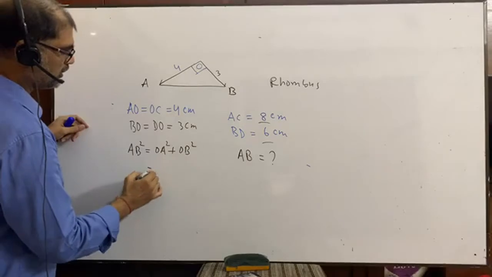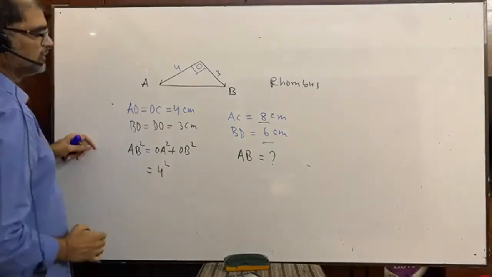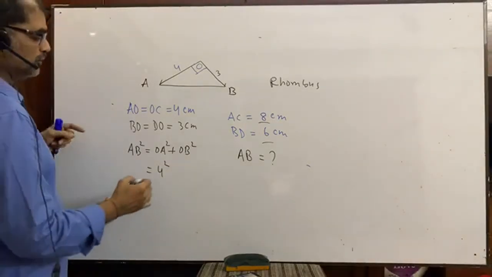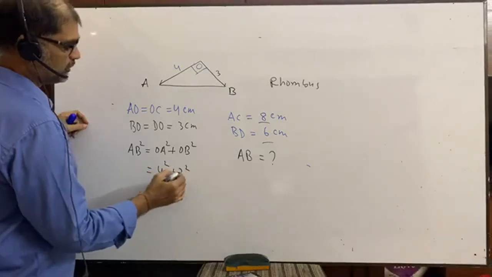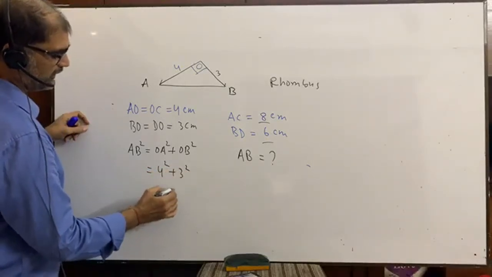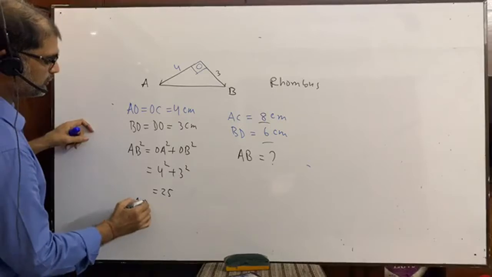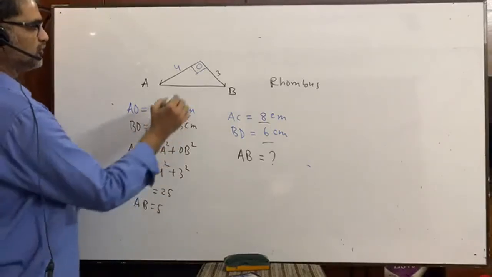Then what is OA? OA equals 4 square. What is OB? OB equals 3 square. Then we get it as 25. So AB equals 5, that is, AB equals 5 centimeter.